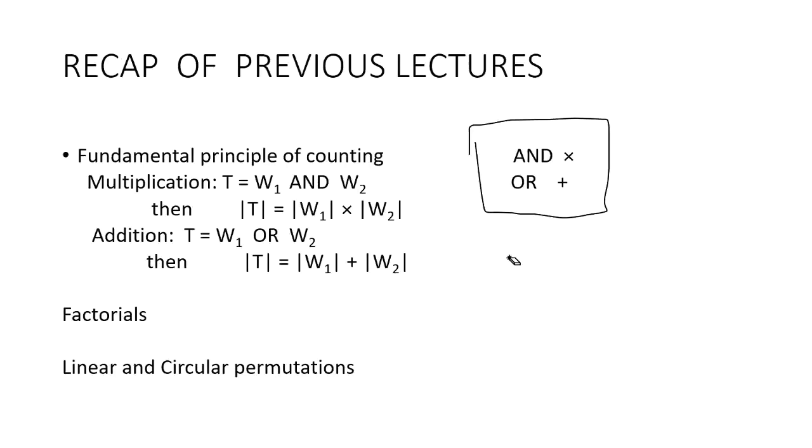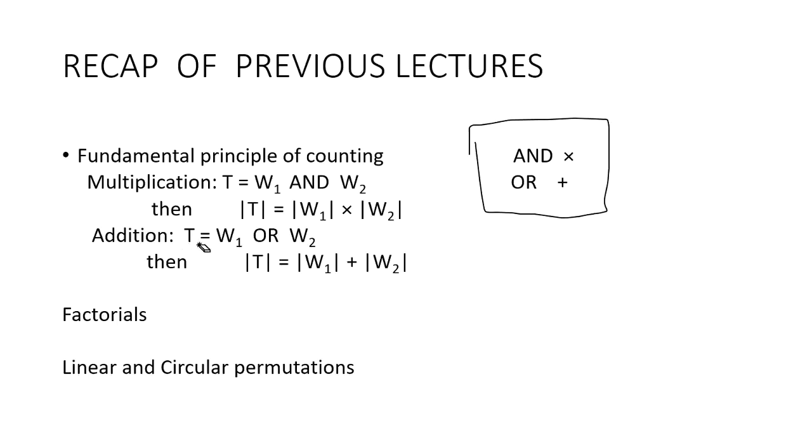Before going into the details of this lecture, let me recall what we have done in the previous 10 lectures. So, we have discussed the fundamental principle of counting, both multiplication and addition. If a task contains two works W1 and W2, then the number of ways of doing the task is equal to the number of ways of completing W1 times the number of ways of completing W2.